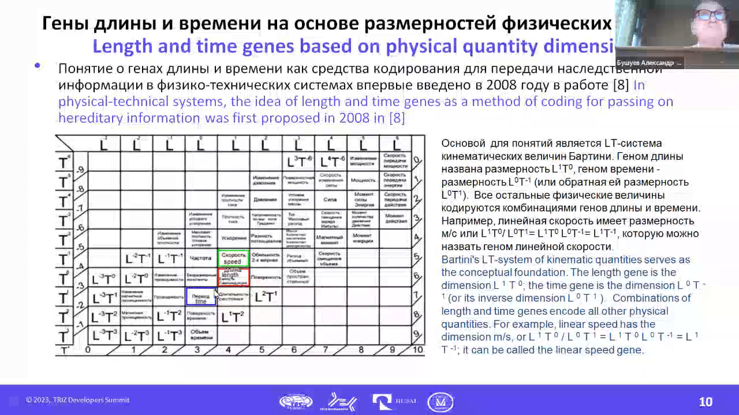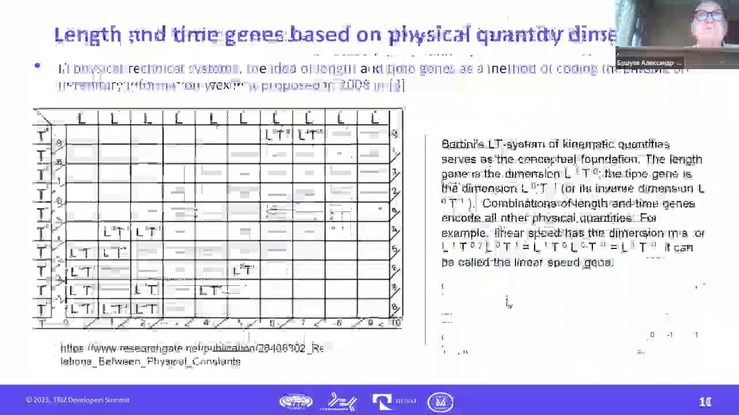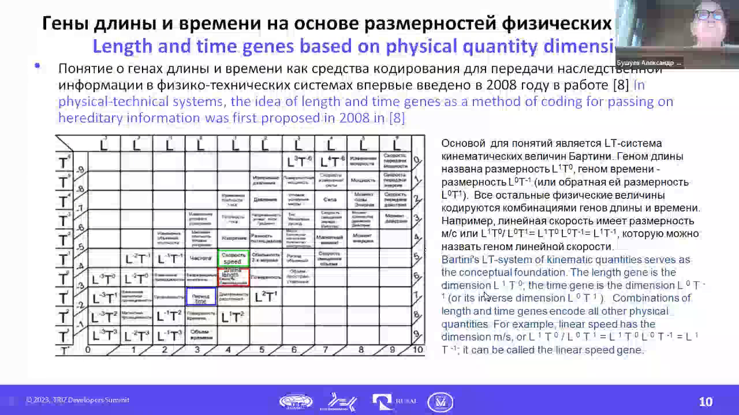What was actually achieved in this method, the LT system, the gene of length and time. If we look at the kinematic values, we can see the dimensions in meters and seconds. We have 5 main values, and also Bartini's meters and seconds, but all of them are by dimensions. So here, for example, L is length, and T is time.